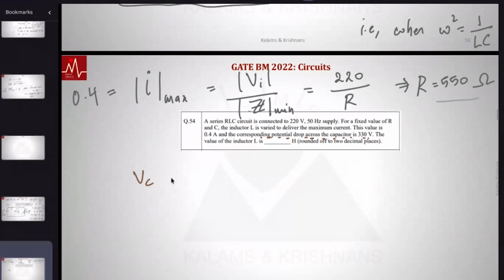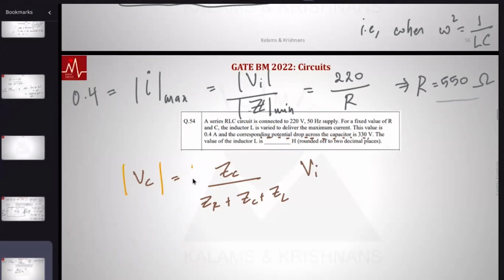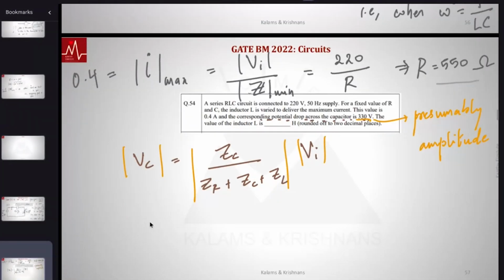So VC, the fraction of the voltage across the capacitor, is essentially ZC over ZR plus ZC plus ZL. I'm applying voltage division. All this is of the input. Technically we are looking at, I presume, the amplitudes. It's not explicitly stated, but that's a fair presumption. So what we have here is 330 equals 1 by j omega C by R. Hey, we are already talking about this.